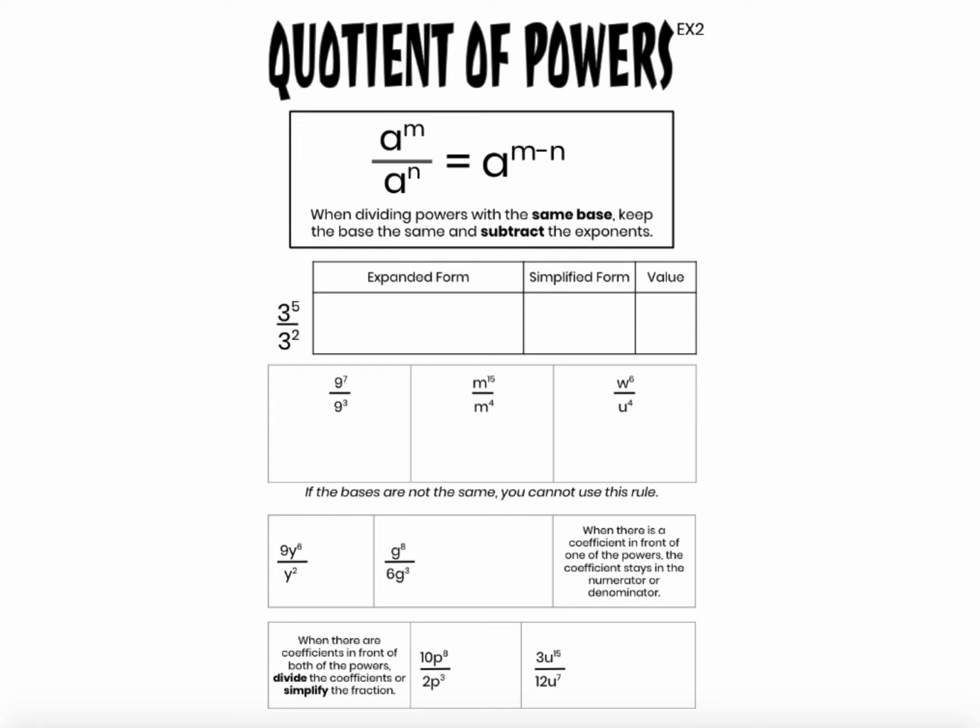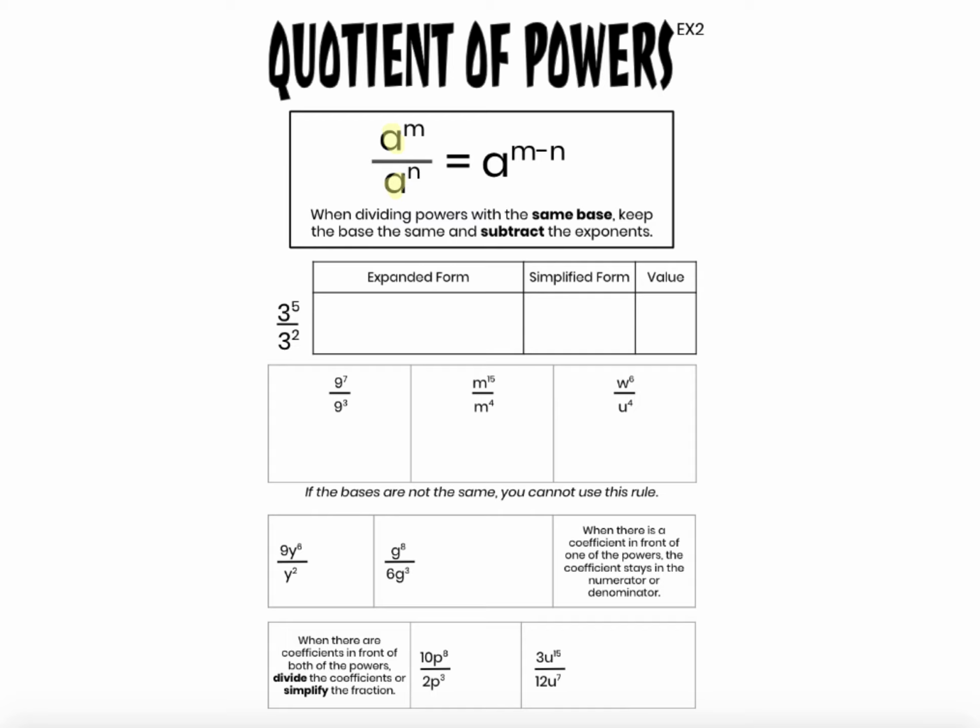Looking at the quotient of powers, or the quotient rule. This is where we are dividing powers with the same base. We keep the base the same and we subtract the exponents. So the base needs to be the same. And then we subtract the exponents. Again, we can just call this the quotient rule.